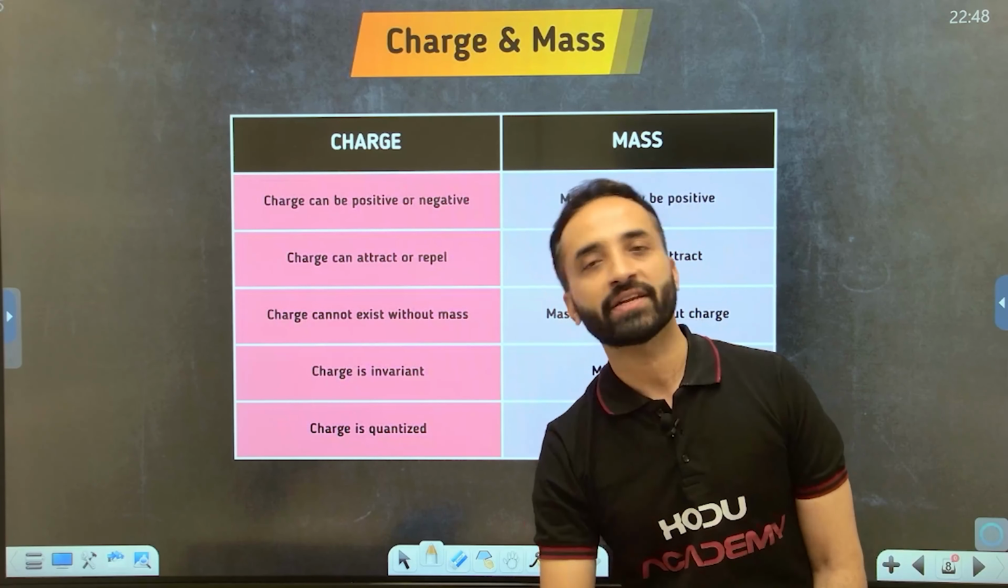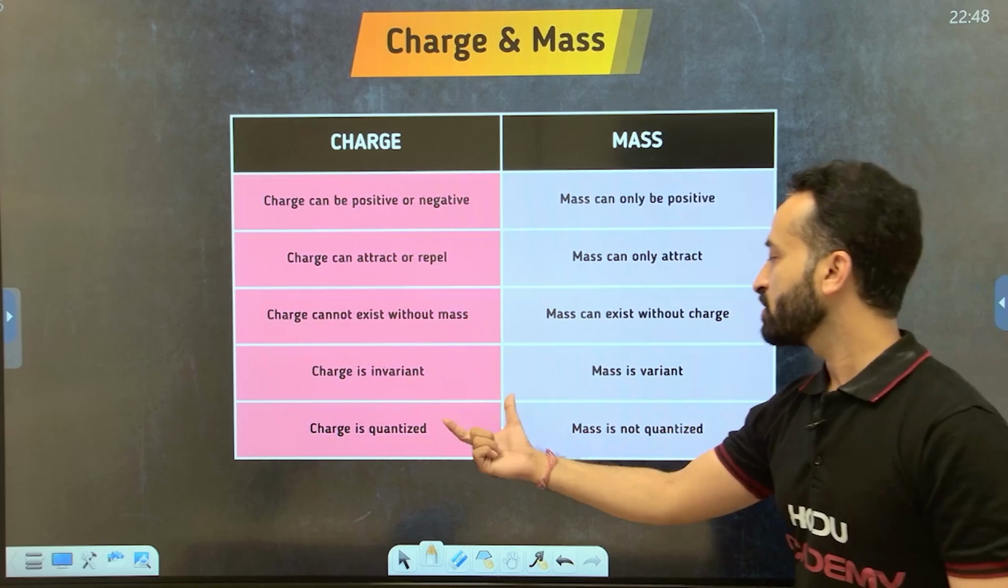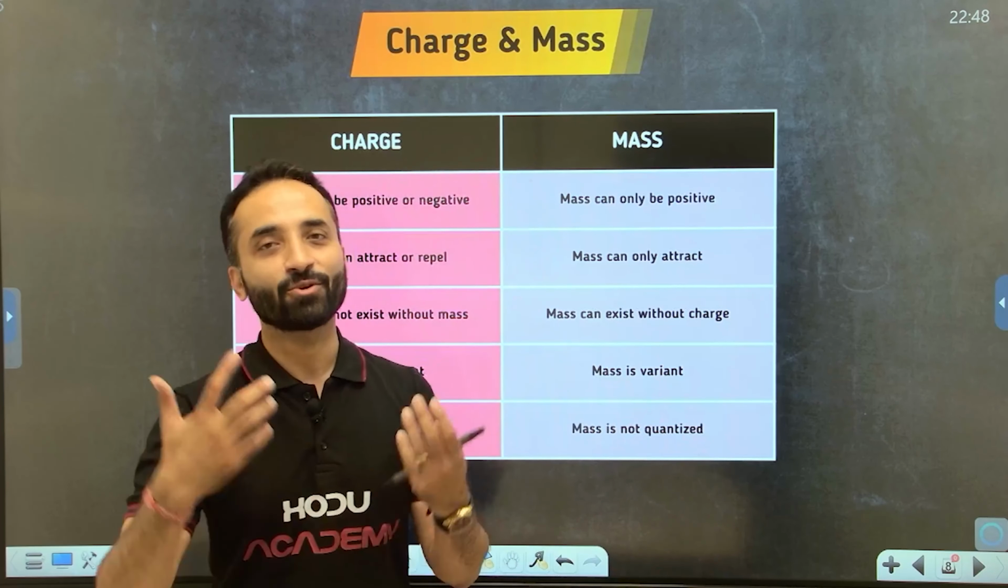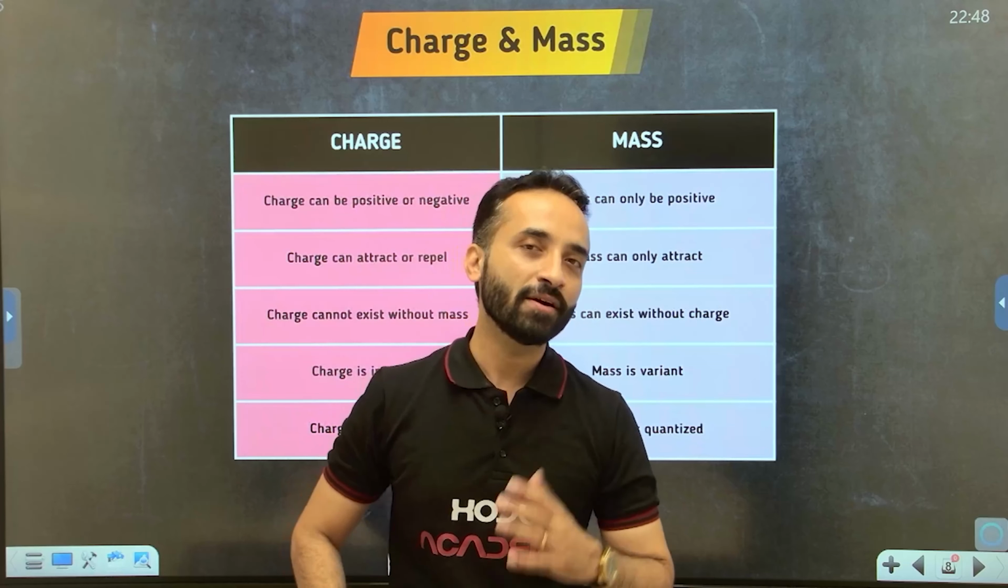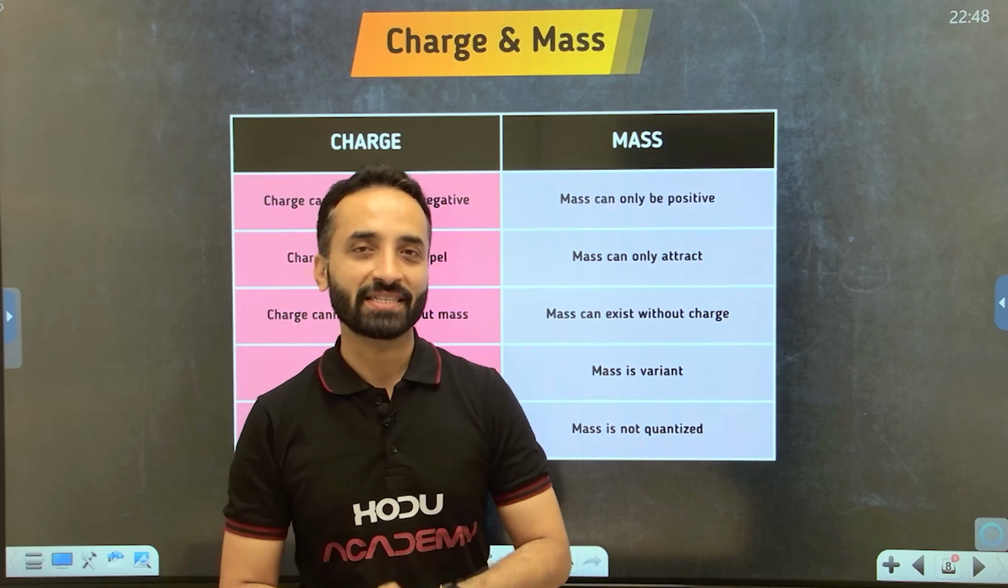Photons do not have any rest mass, so no charge on them. Charge is invariant, mass can vary. Charge is quantized, mass is something we cannot say is quantized. We don't know the level of quantization of mass. Physics will need to evolve way more to understand the quantization of mass.